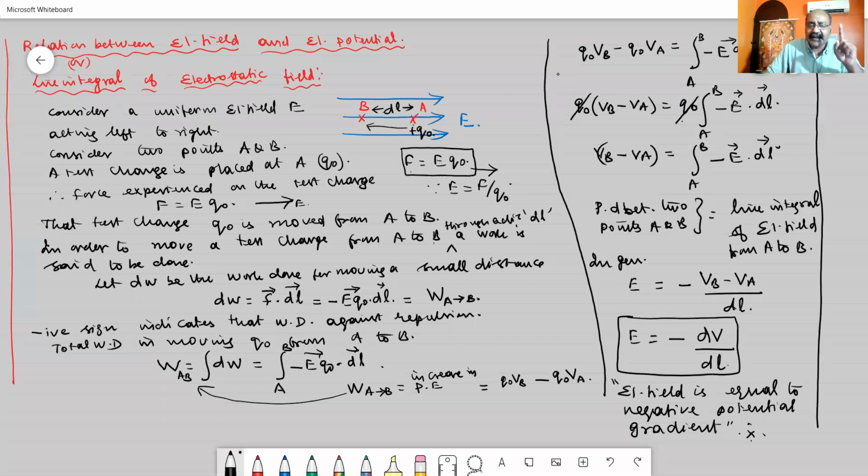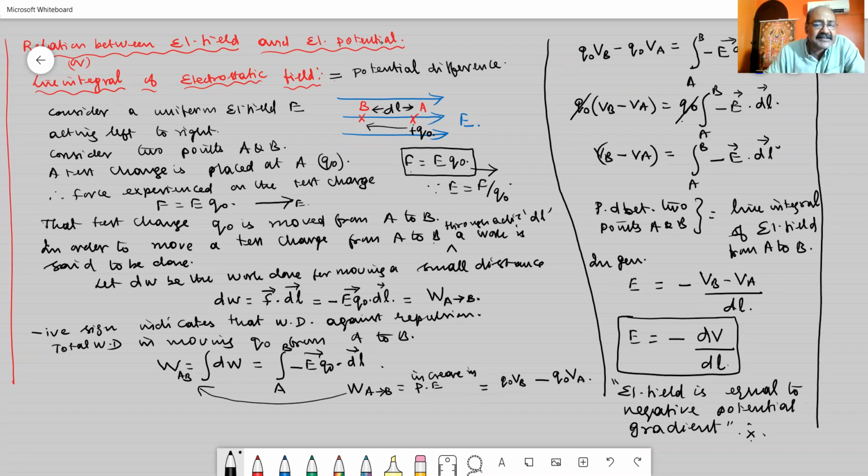Now we are going to get the relation between the electrical field and electrical potential. The heading may be given like this: line integral of electric field. What is this line integral of electrical field? Line integral of electrical field is equal to potential difference. That we have to prove.